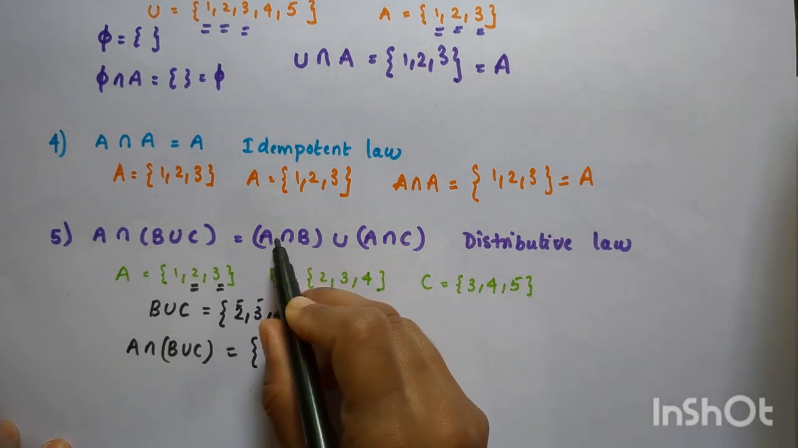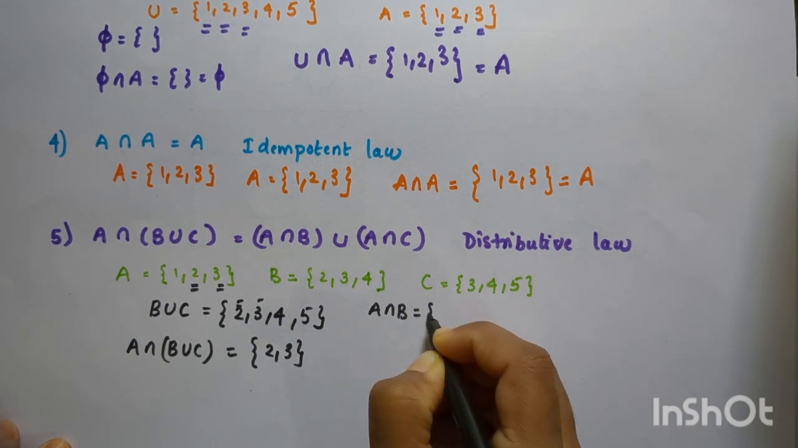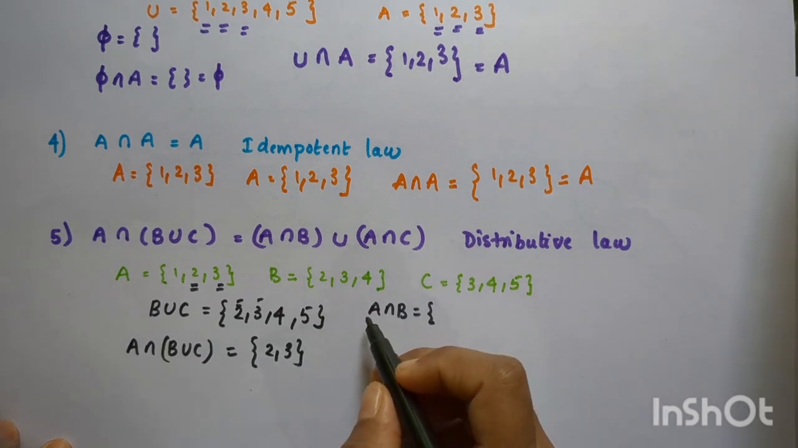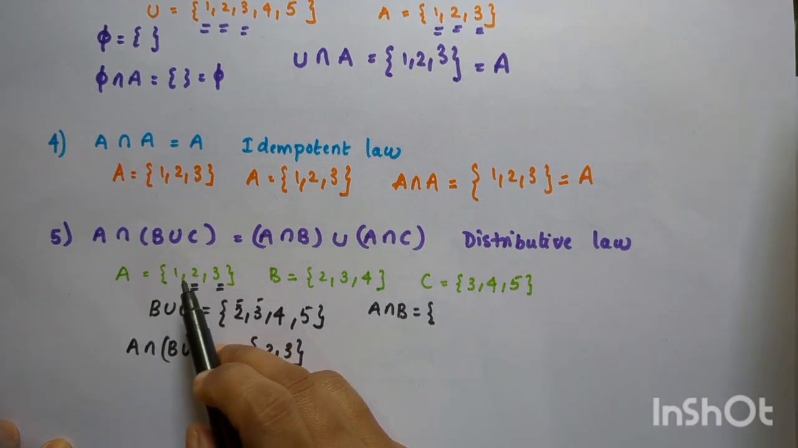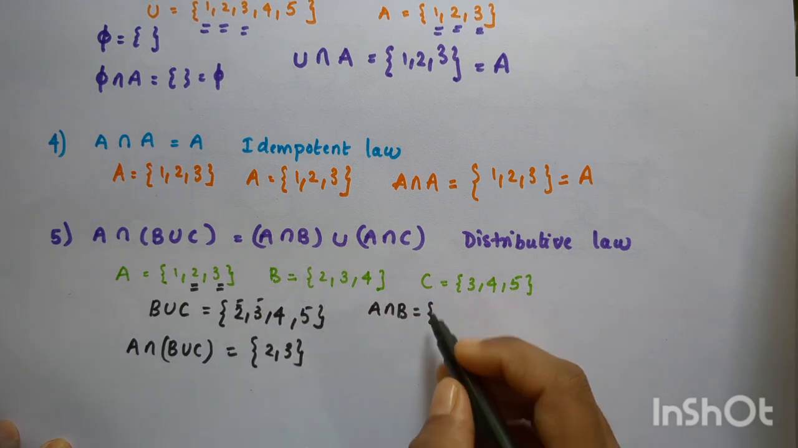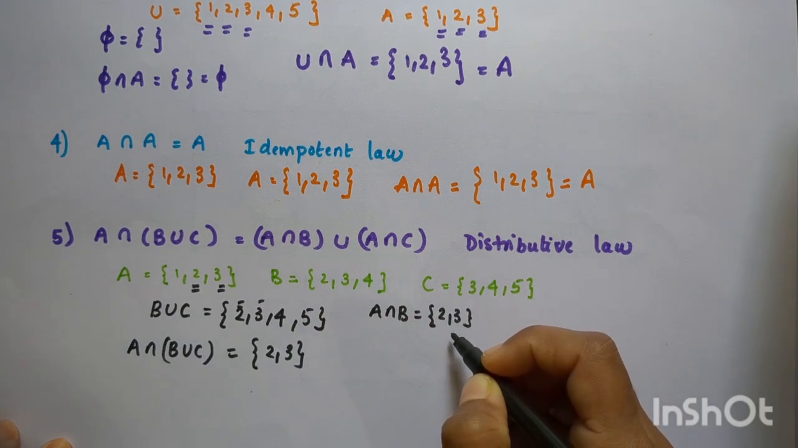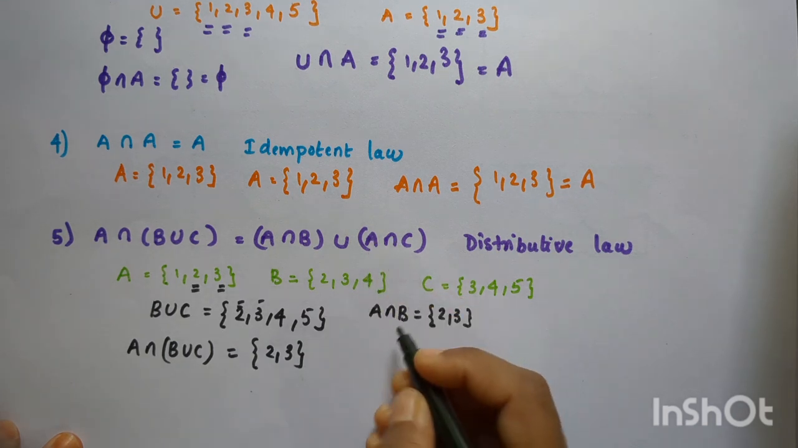Now what about A intersection B? Here we have to write the common elements present in both A and B. You see here we have 2 common in both, 3 common in both. 1 and 4 are not common. So this is {2, 3}. Now what about A intersection C?